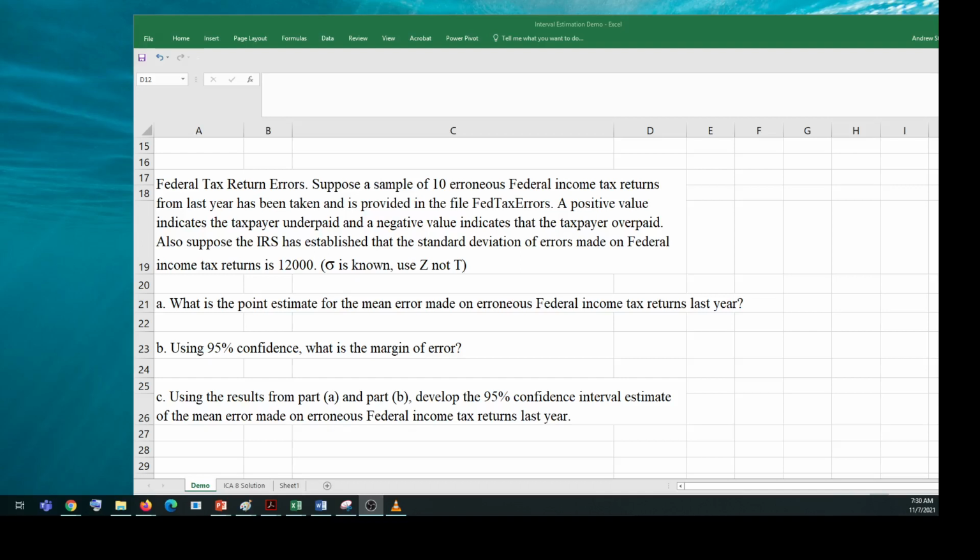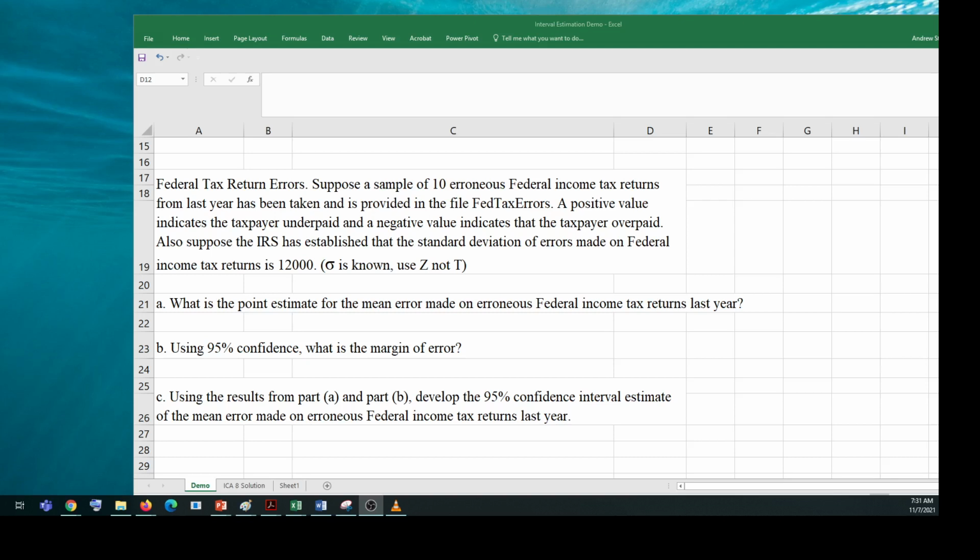Hey guys, in this video I want to walk you through calculating the interval estimate, which is also the same thing as the confidence interval estimation. So let's do that using this particular example. And here we have a sample of size 10 of federal income tax returns from last year.